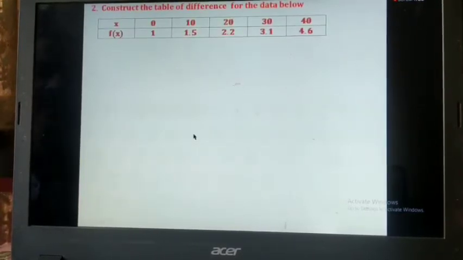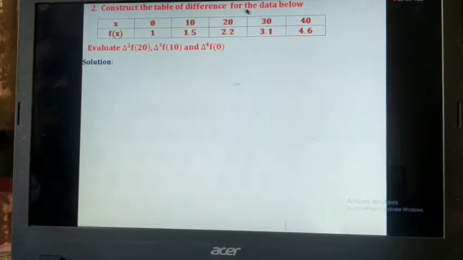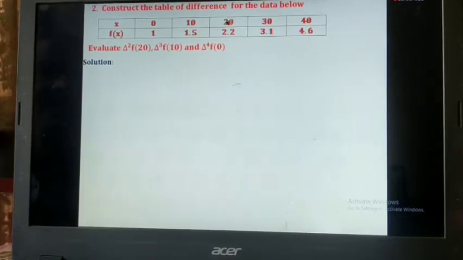So this is the method of constructing the table and finding the leading forward differences and leading backward differences. Next, let us go for one more example. Construct the table of differences for the data below. X is given and corresponding f of x is given. If x is 0, f of x is 1. If x is 10, f of x is 1.5. If x is 20, f of x is 2.2. If x is 30, f of x is 3.1. If x is 40, it is 4.6.